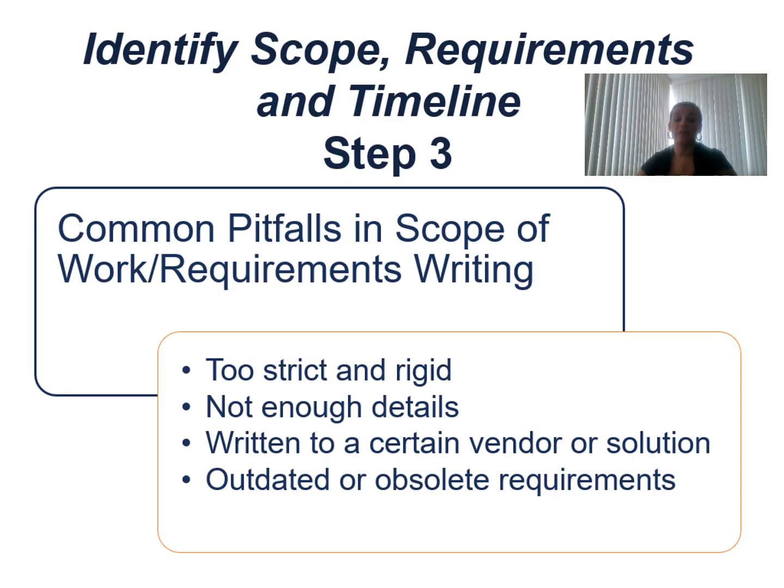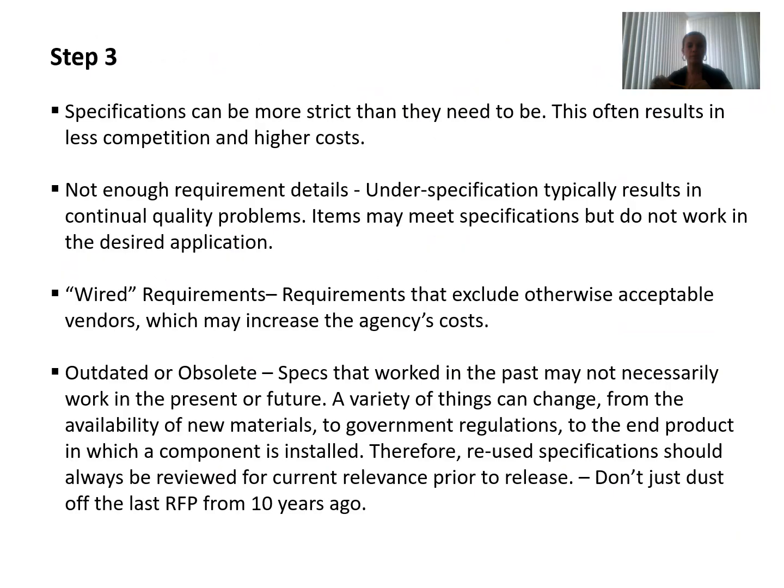So as I told you, the common pitfalls in the scope of work requirements and writing are: too strict and rigid; the scope, not enough details, that's a big fail; writing to a certain variable or solution not related with the initial need; or outdated or obsolete requirements. All of these four, and we can do a list of more than 100 items, could be common mistakes where people are writing down the scope of a procurement of specific things.